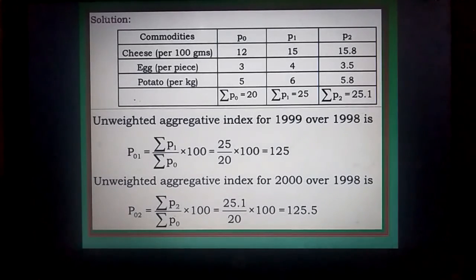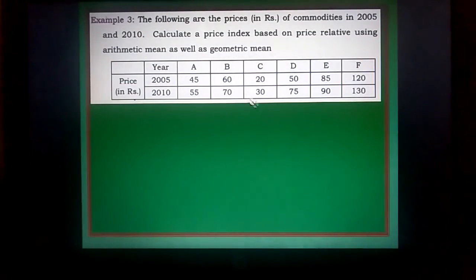Hope you have followed, students. Next question. Example 3. The following are the prices in rupees of commodities in 2005 and 2010. Obviously 2005 will be the base year and 2010 will be the current year. Calculate a price index based on price relatives using arithmetic mean as well as geometric mean. Based on price relatives, the index number has to be calculated using arithmetic mean as well as geometric mean.